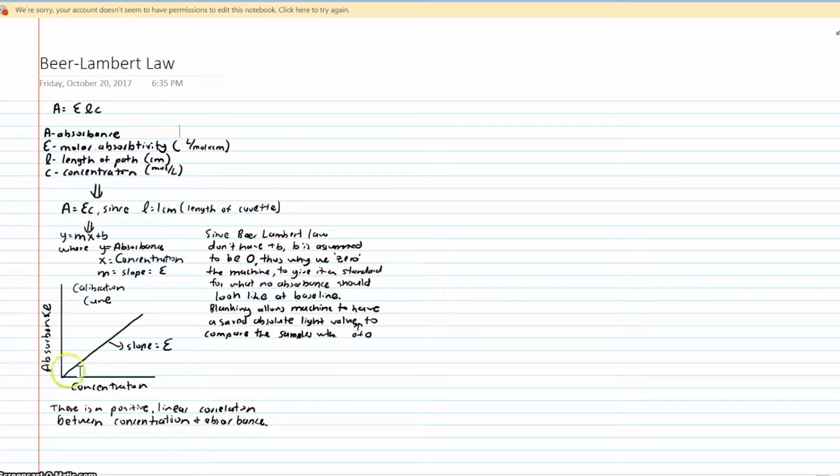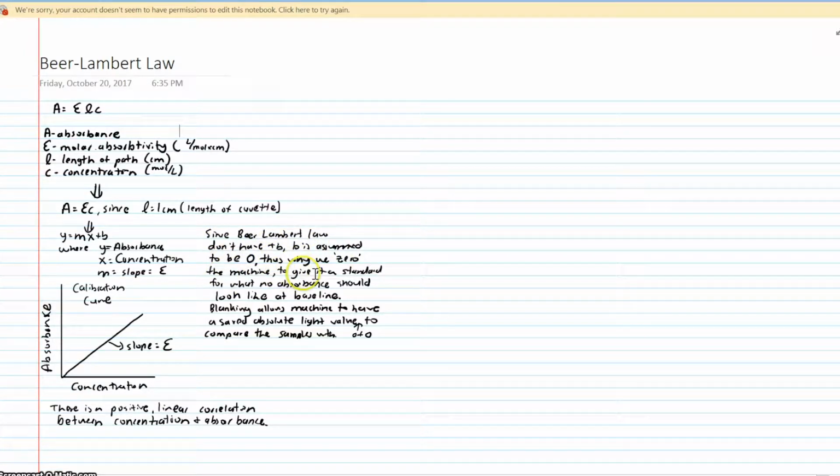Now, as you can see, we've drawn a calibration curve here. Concentration is on the x-axis, the y-axis is absorbance. And the slope gives us the value of E, and that's the constant that we plug in here. So as you can see, there's a positive linear correlation between the concentration and absorbance, and this graph goes through the origin, since the Beer-Lambert law does not have a plus B, so B is assumed to be 0.